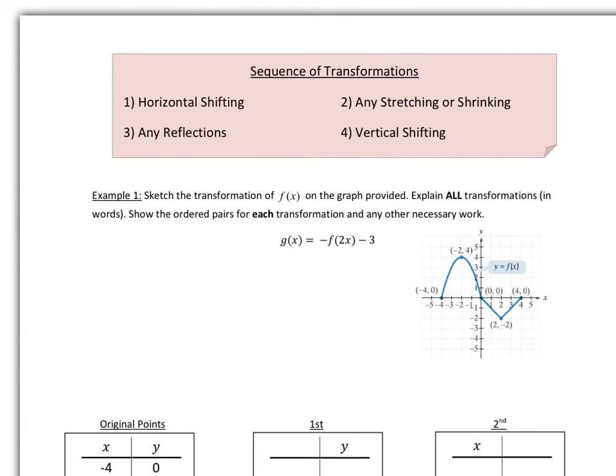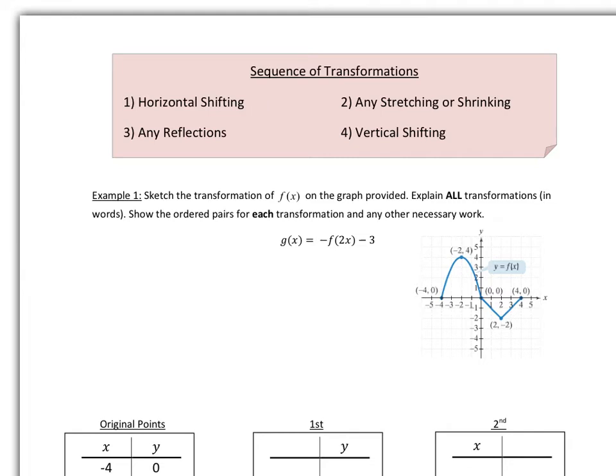Before we get into that though, it is important that you understand that with all of those transformations that we just went through, the order does matter. So when you're doing multiple transformations at once, you need to make sure that you're working in the correct order. So first, we would perform any horizontal shifting. That would mean if we have a plus or a minus inside, moving the graph left or right, that would be first.